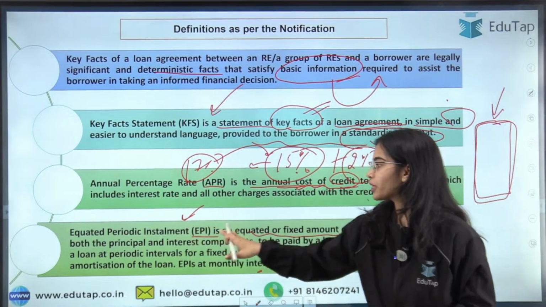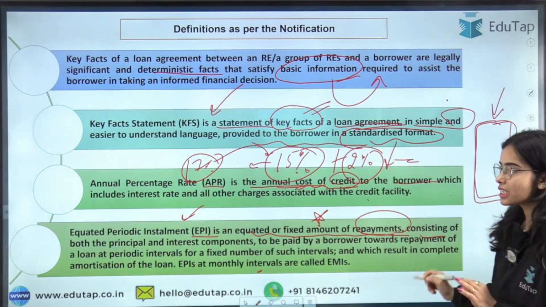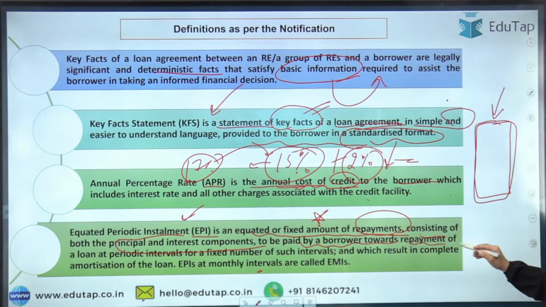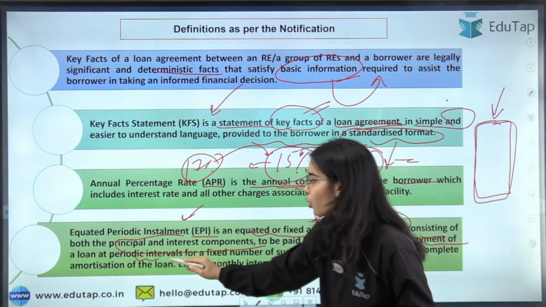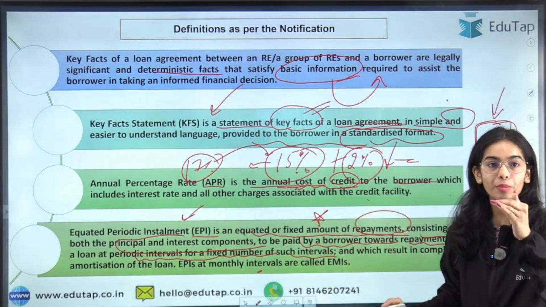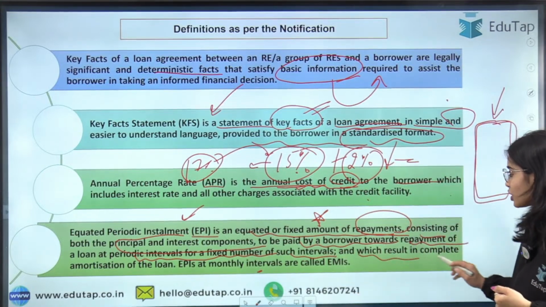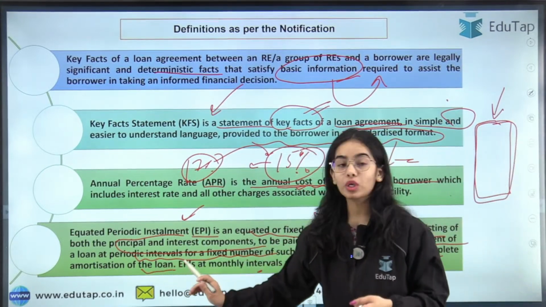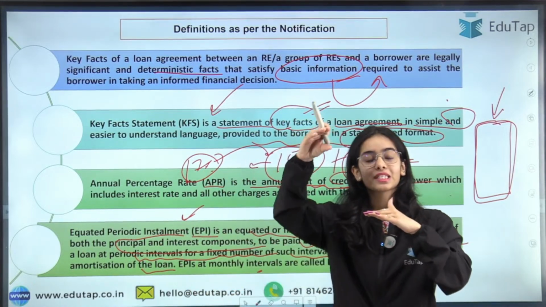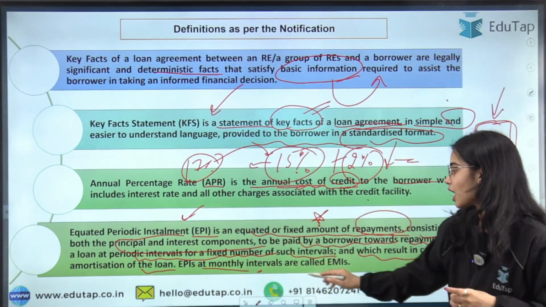So the equated periodic installment is an equated or fixed amount of repayment, consisting of both the principal and interest components, to be paid by a borrower towards the repayment of a loan at periodic intervals for a fixed number of such intervals. The intervals show how many times you have to pay in a year, and which result in complete amortization of the loan, that is, complete repayment of the loan. That is how many times the payment has to happen, as well as how much is the amount that has to be paid. So EPIs at monthly intervals are called EMIs.